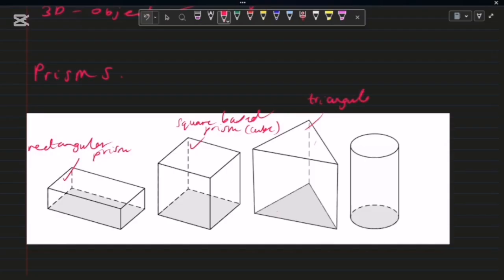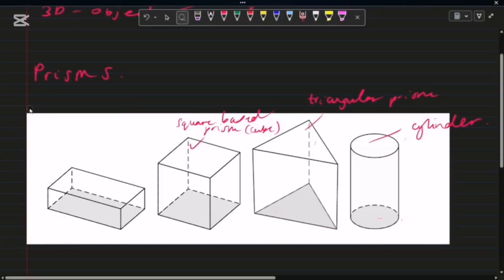Triangular prism. Okay. And then this guy, of course, you can see that the base is a circle, but then we don't call it a circular prism. It has a special name. We call this guy cylinder. Cylinder. Okay. So these are the names of these three-dimensional objects, but the names are not very important.